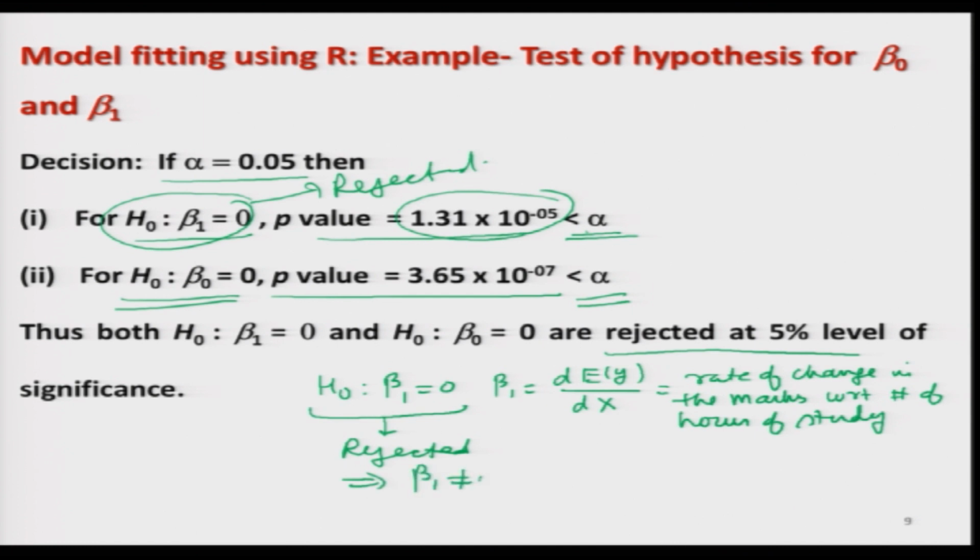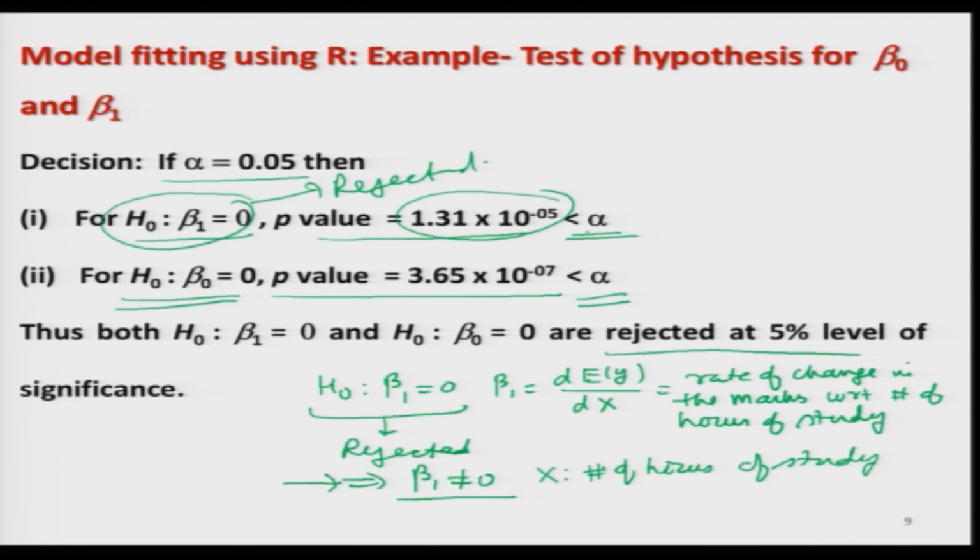Now, the conclusion that H naught: beta 1 equal to 0 is rejected indicates that beta 1 is not equal to 0. That means the variable x is an important variable, and it is affecting the outcome. That is obvious: the marks of the students are going to be affected by the number of hours of study, and this test of hypothesis is also indicating the same conclusion. The number of marks obtained depends on the number of hours of study, and hence the variable x, the number of hours of study, is an important variable that is affecting the outcome.